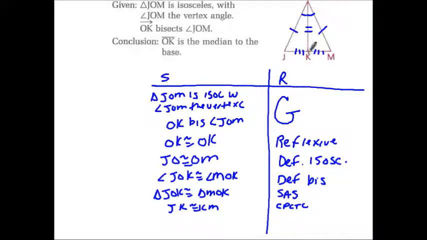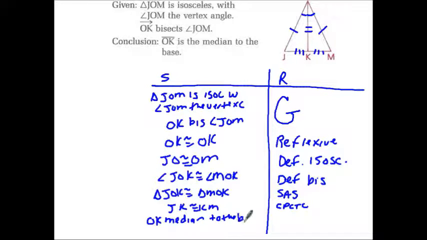A median, by its definition, means that it's going to start from a vertex and cut the side opposite the vertex in half. I definitely have that. I got that segment. The segment starts from my vertex. It's chopping that other side in half. So let's go ahead and draw our conclusion. OK is the median to the base.